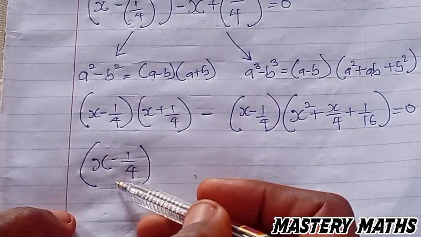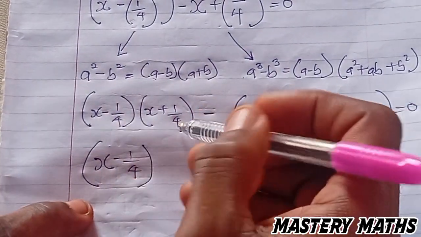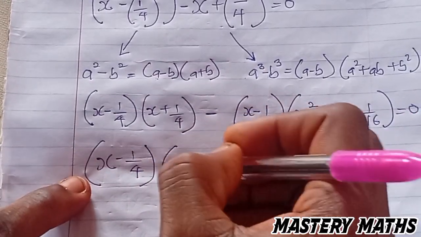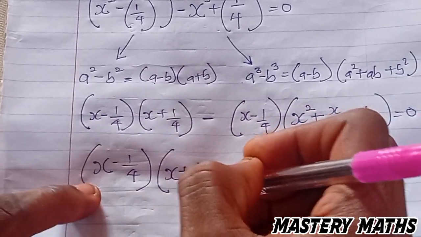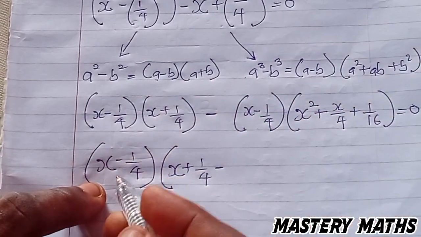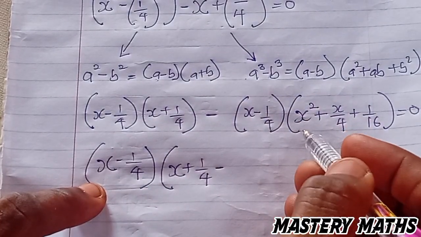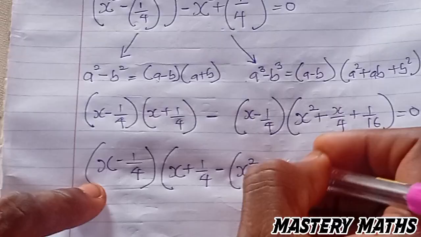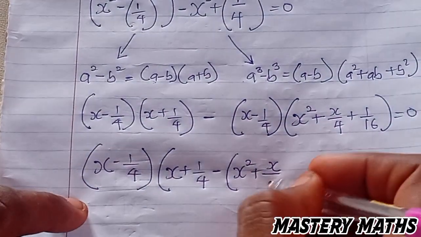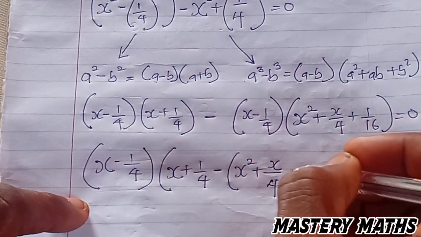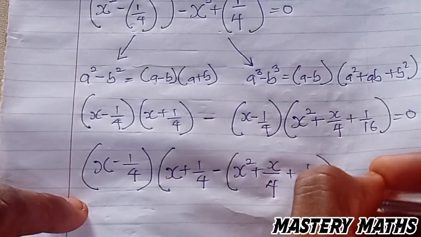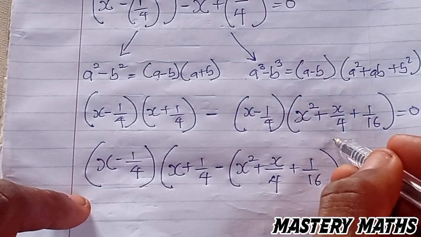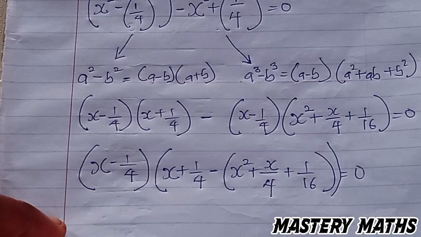Now, you say when this divide this, what remaining? This one is remaining here. Now you have X plus 1 over 4. Now, minus, when this divide this one is remaining here. See it now? So we'll open the bracket. You say X squared plus X over 4 plus 1 over 16 equal to 0.